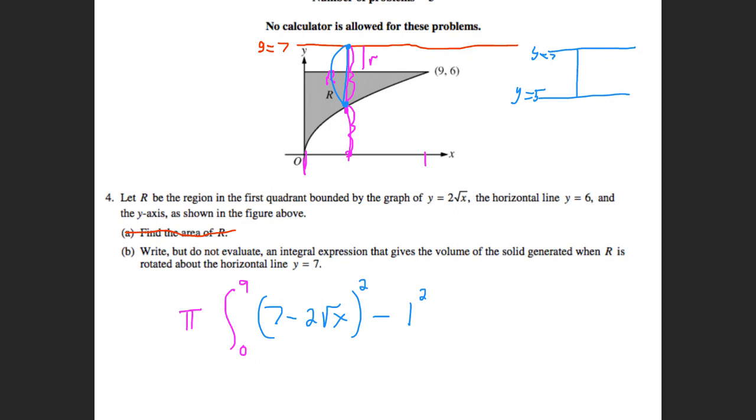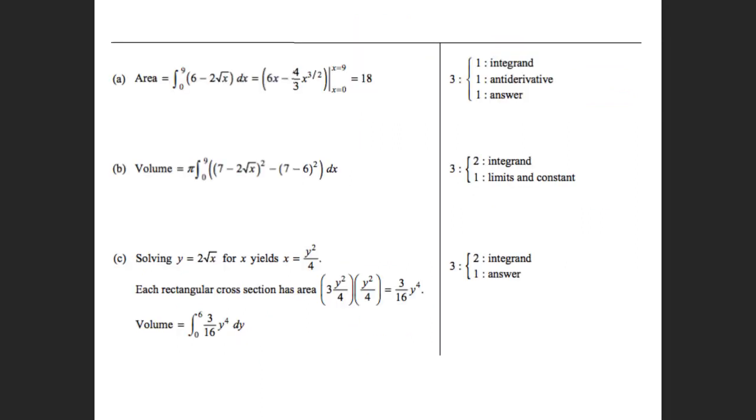I'm going to tell you that there's a problem on the assessment this week that is probably one of my all-time favorite problems, and most kids are going to really freak out on it. Let's see, yeah, so down here, the volume is the integral from 0 to 9 of pi times (7 minus 2 square root of x) squared minus (7 minus 6) squared, and you have to have the pi out there.